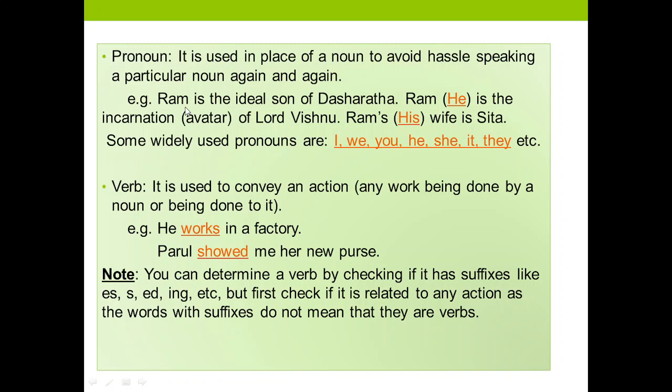Now we will again read these sentences and we will replace Ram with a pronoun suitable to it. Ram is the ideal son of Dashrath. He is the incarnation avatar of Lord Vishnu. His wife is Sita. Now this way of using a pronoun in place of a noun makes the sentence reading easier. We are able to recite the sentence in an easy manner.